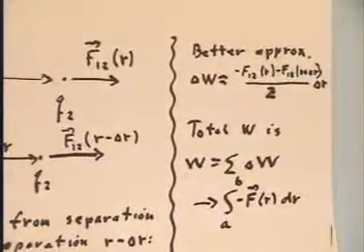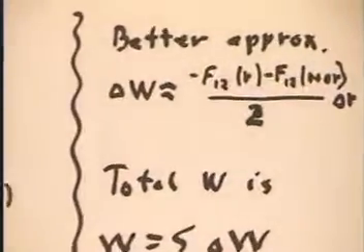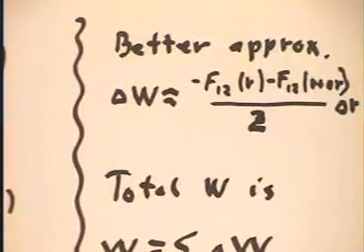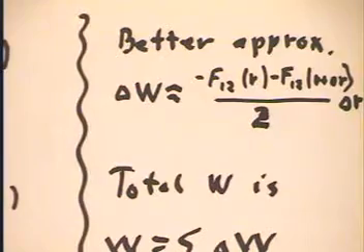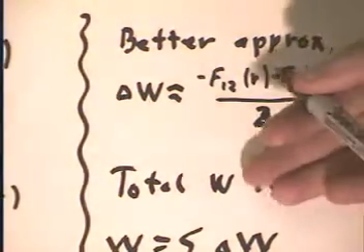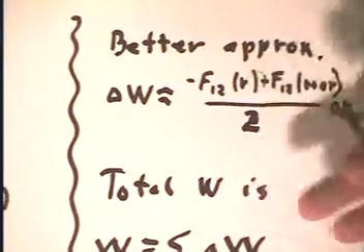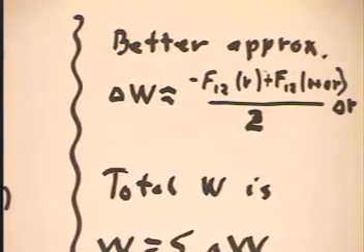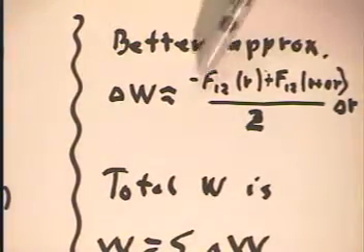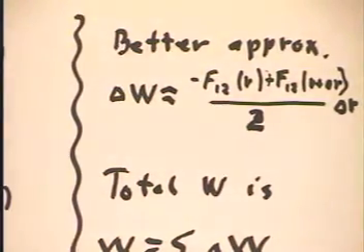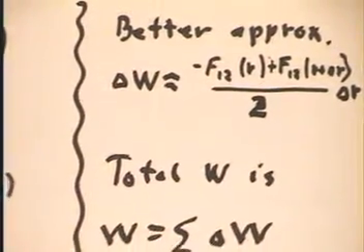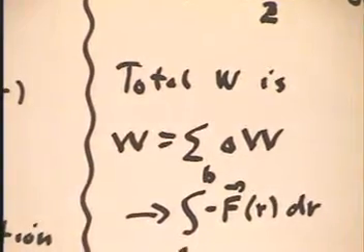We could approximate this a little bit more accurately if we really wanted to. If we were doing an approximation, we could average F12 at r with F12 at r plus delta r, although that would make this thing positive. So if we average the two forces and multiplied by delta r, we'd get a better approximation. But as long as delta r is small, our approximation will do okay.